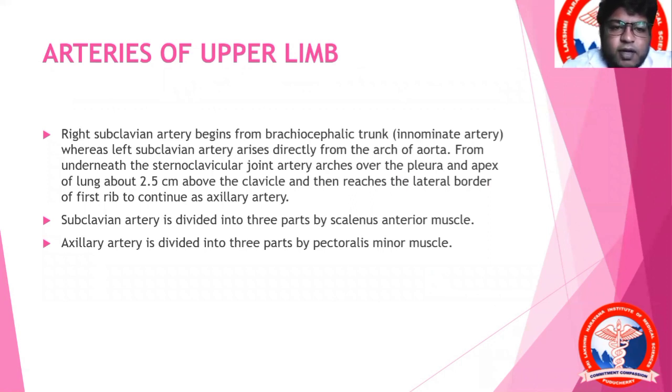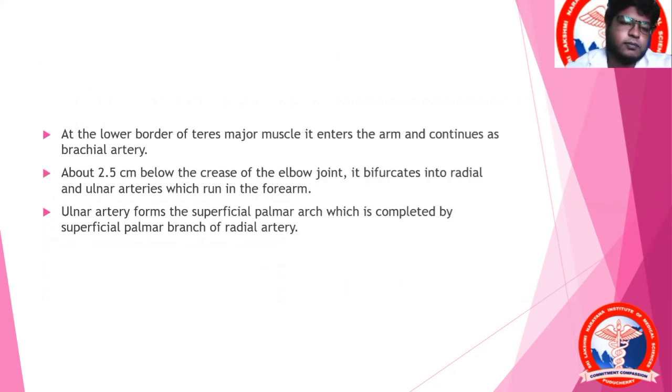Subclavian artery is divided into three parts by scalenus anterior muscle. Axillary artery is divided into three parts by pectoralis minor muscle. At the lower border of teres major muscle, it enters the arm and continues as brachial artery. About 2.5 centimeters below the crease of the elbow joint, it bifurcates into radial and ulnar arteries, which run in the forearm.